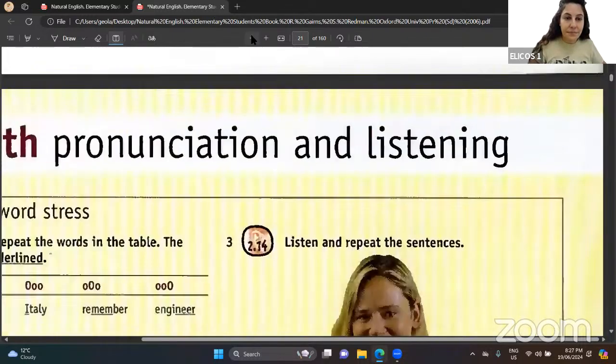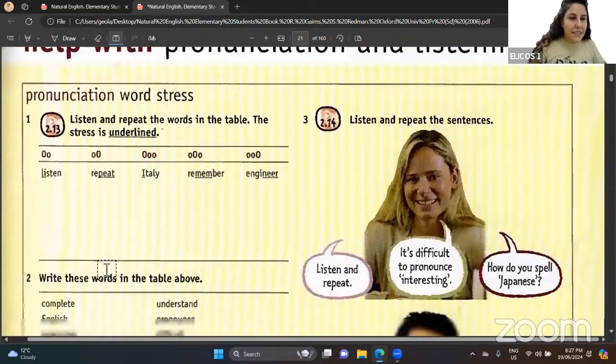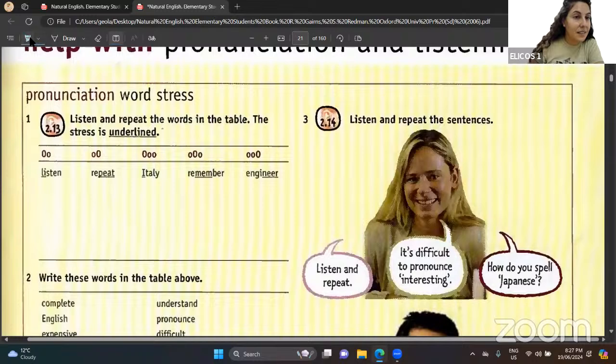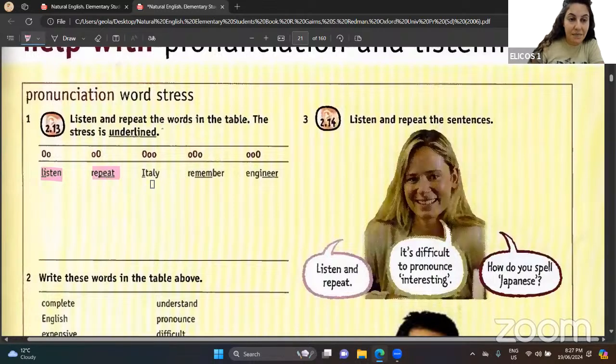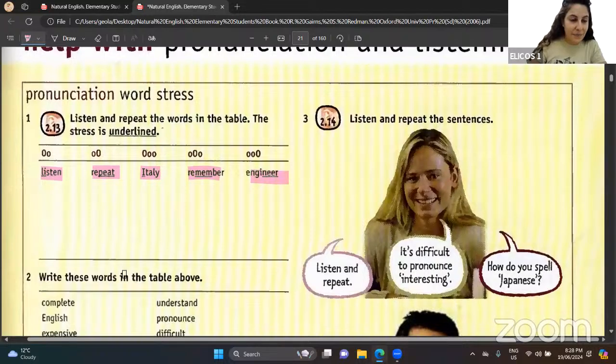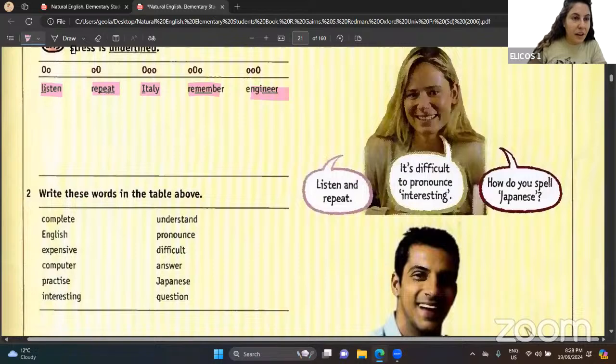Okay, a little bit of pronunciation. So let's look at these words. Listen. Repeat. Italy. Remember. Engineer. So you can see where it's underlined. I need to push my voice. So listen. Repeat. Italy. Remember. Engineer. So with this one, I'll show you where it is.